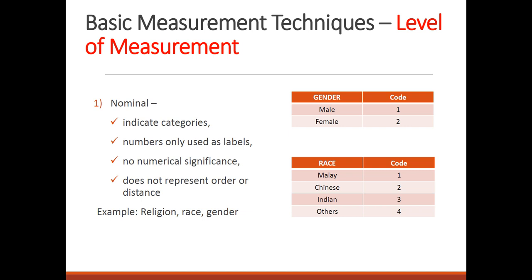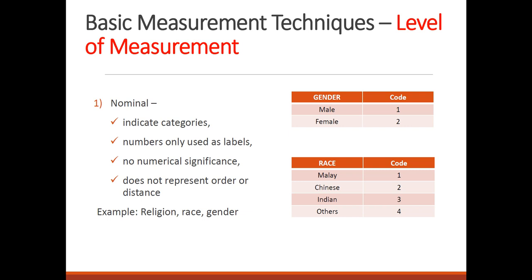Nominal does not represent order or distance. Let's say I change the order of the race, it will not make any difference. You can just change. You can put Malay down. But others, usually we put at the back, right? It would be weird if you put others at the front. But anyway, the way you arrange it does not matter.